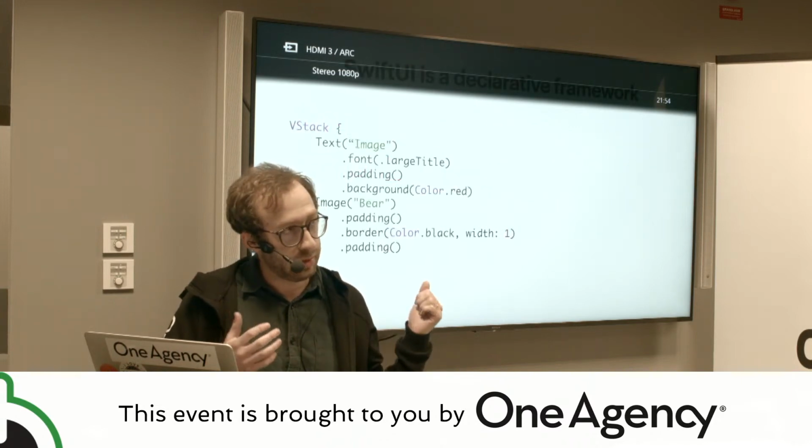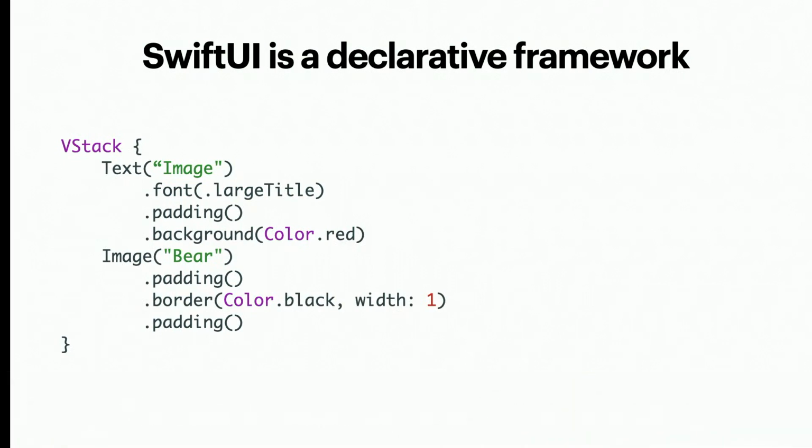So, as he said in the video, SwiftUI is a declarative framework. A declarative way of programming is more that you write the expected result. This is a very simple example of a screen. It's a vertical stack view, so it goes from top to bottom. Then it's a text, and then you add some properties. You change the font, you add some padding. Below that, it's an image, and we call it bear. Then you add some more padding and border, and that's about it. There's not much. Then you can style it whatever you want.